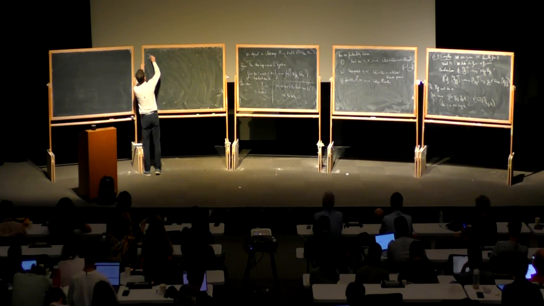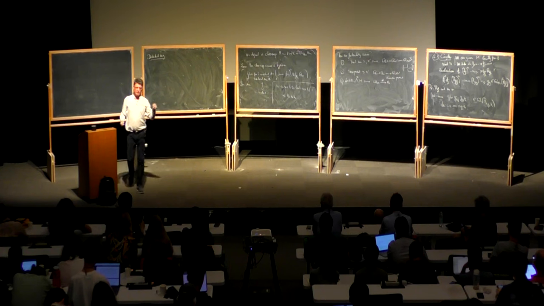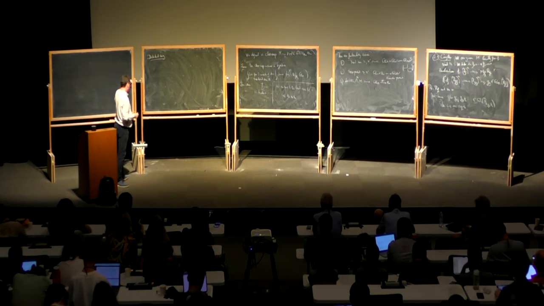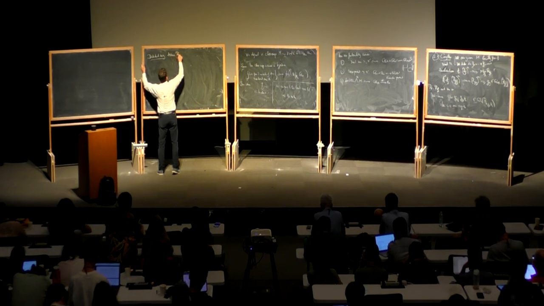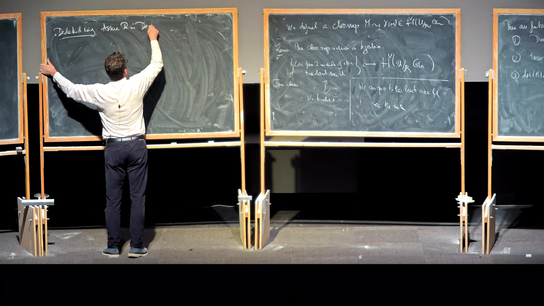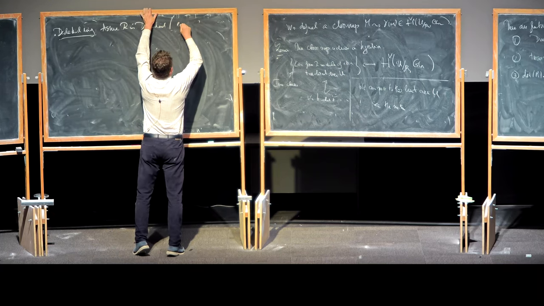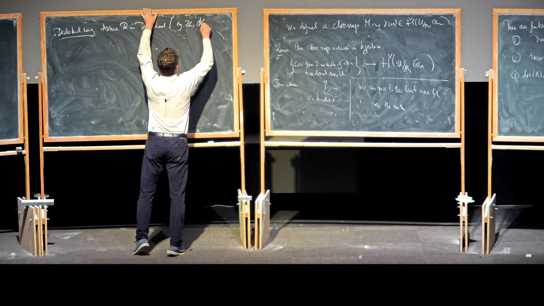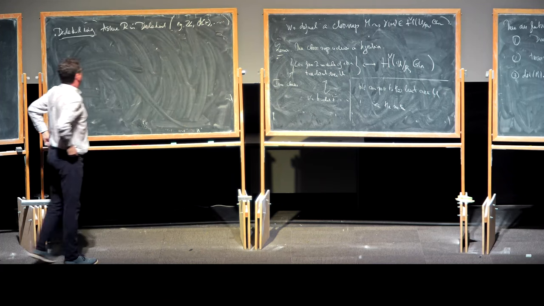Okay, so I think I don't have to recall what the degree is. Okay, so assume R is Dedekind, e.g. Z, k of t.